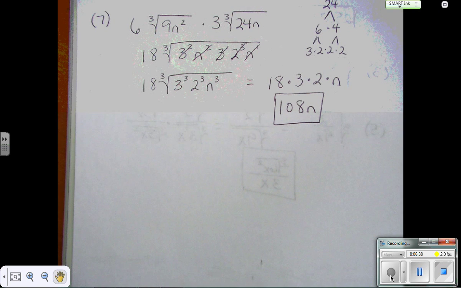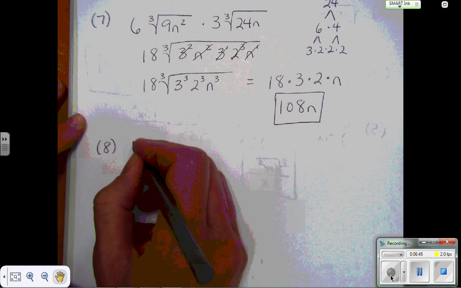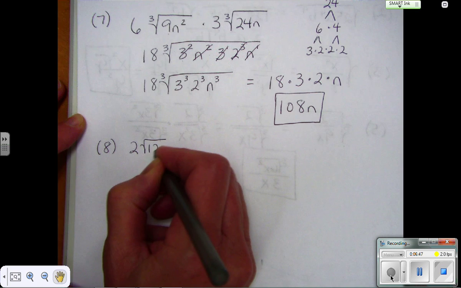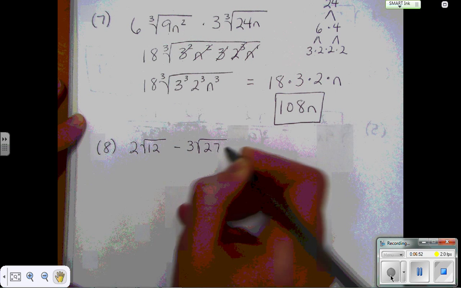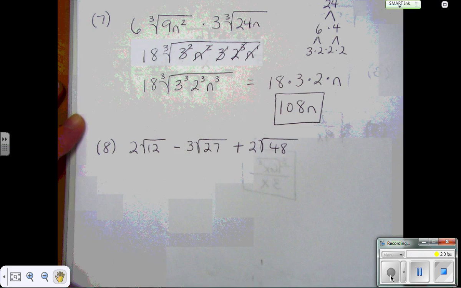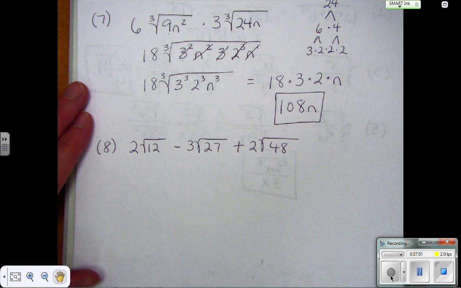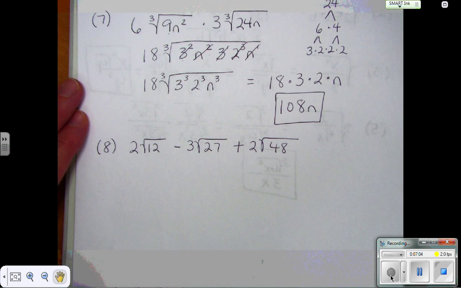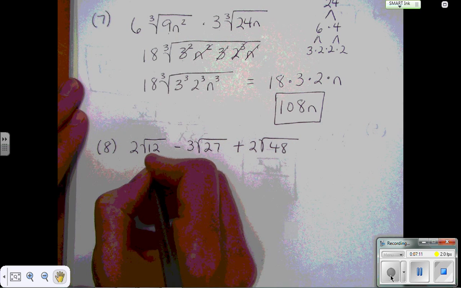Okay, so let's move on to number 8. I'm combining radicals, number 8. So I want to see if I can simplify the radicals before I can do anything. I can't really add them together or subtract them right now because they don't have the same radicand. So what I need to do is I need to simplify each radical and see if I can get them to be the same. So like 12 is 2 times 2 times 3.